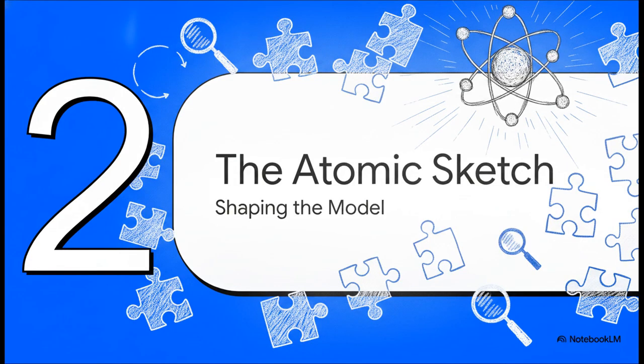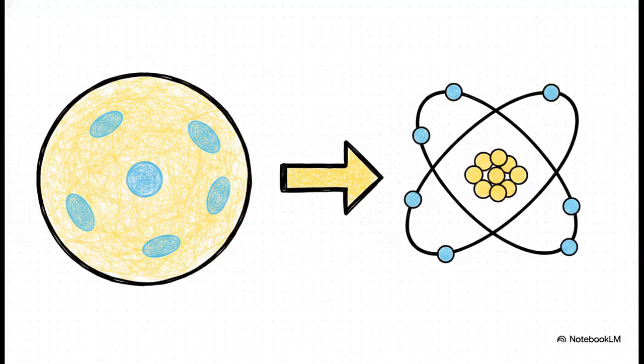Section 2. The atomic sketch, shaping the model. Now that the detectives had their pieces, they had to figure out how they fit together to build an actual atom.